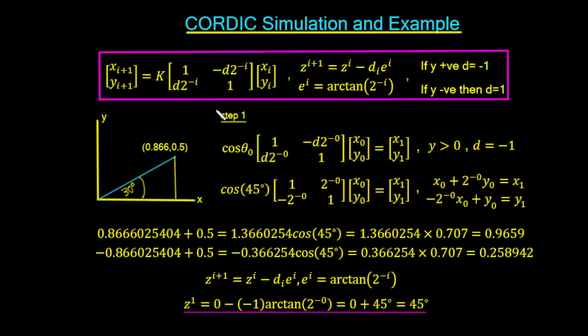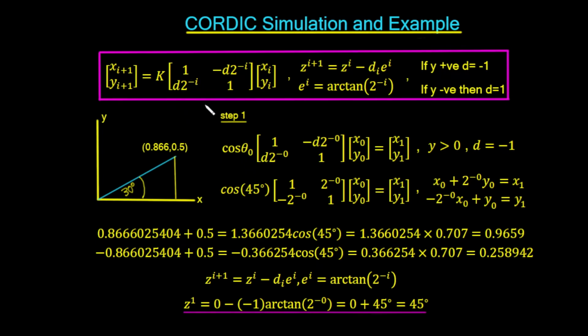So we start with step 1 and we're going to be using the algorithm above. Now the value for k here for step 1 is going to be cos of theta 0. So theta 0 is just the angle which we're going to rotate the point by, and it's going to be an angle of 45 degrees.